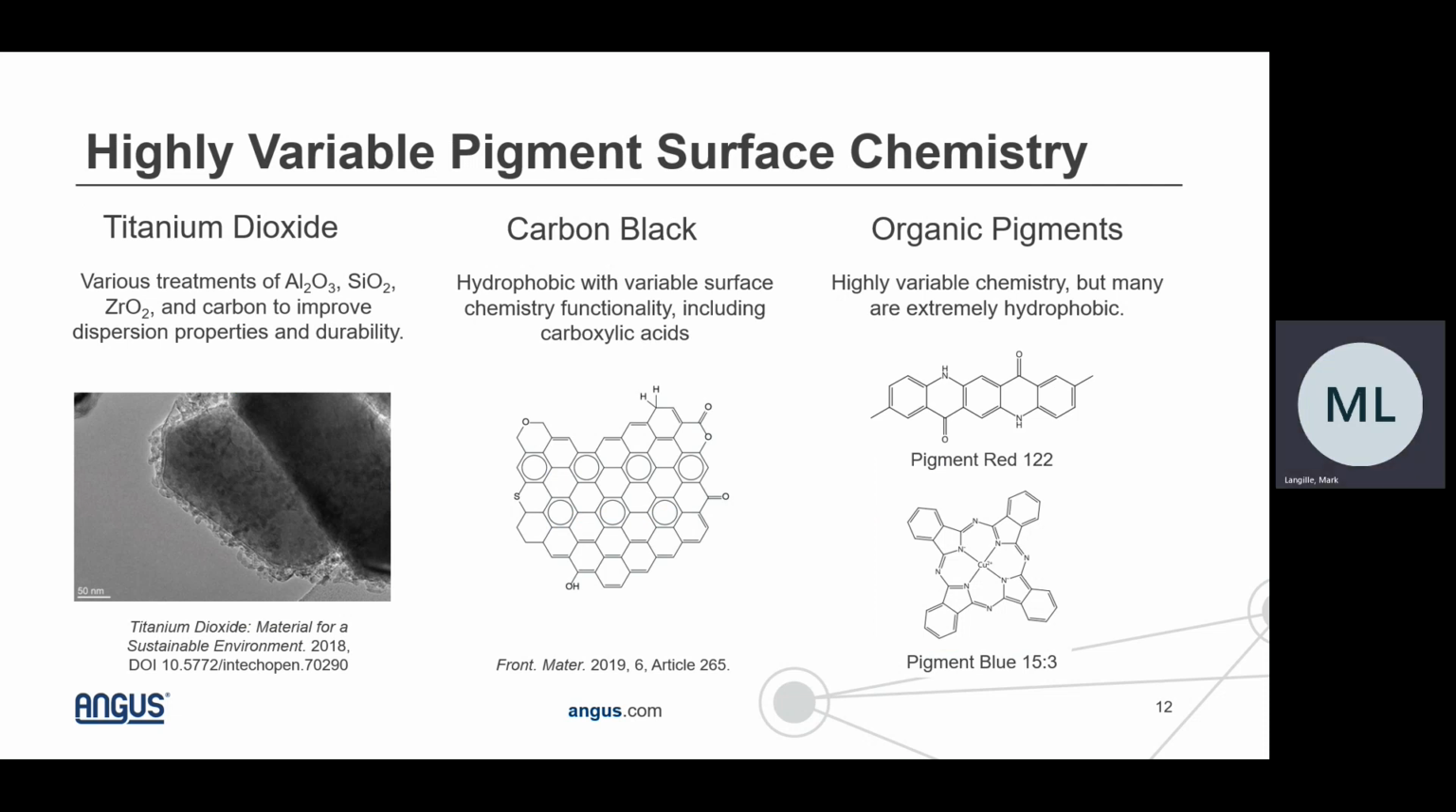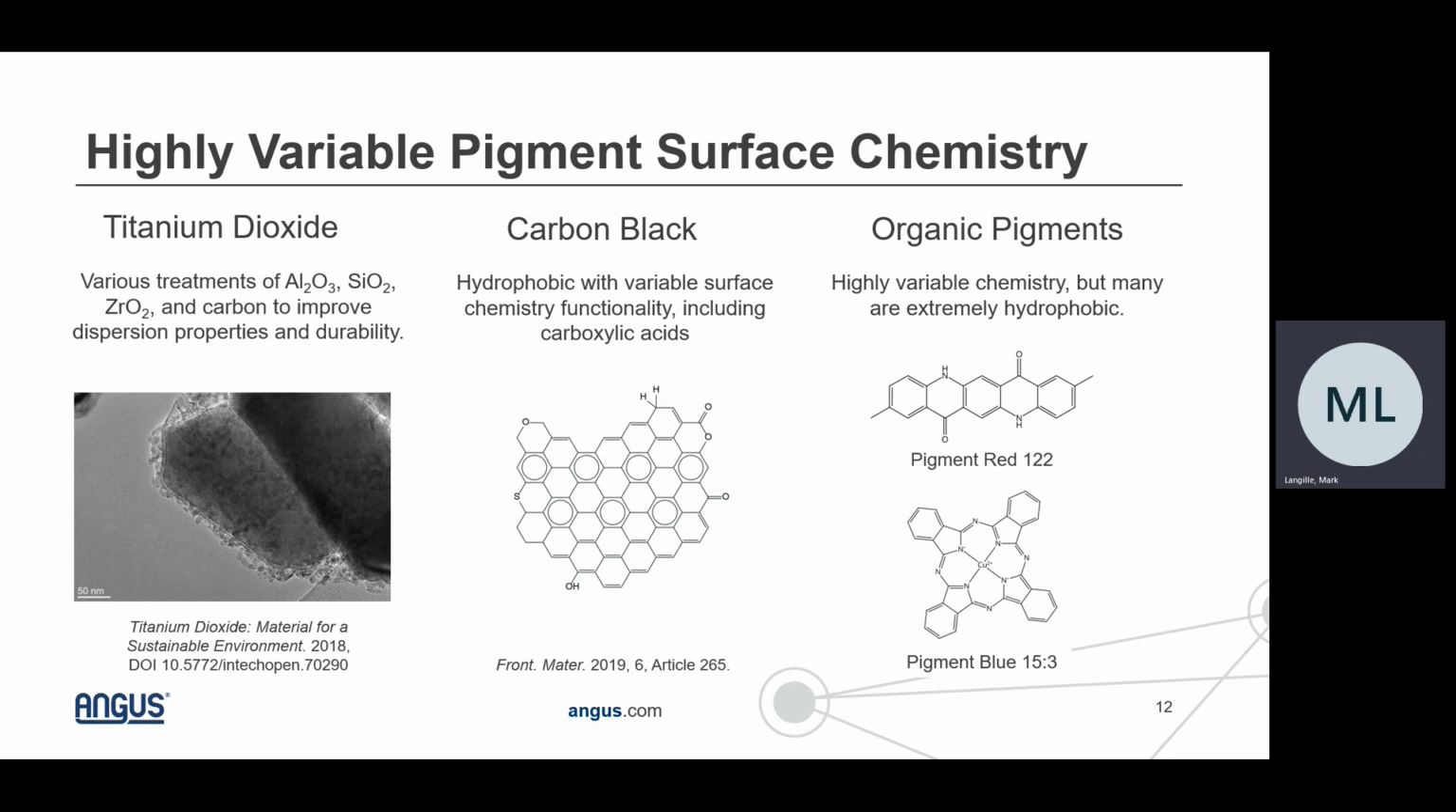However, pigment chemistry can be very diverse, and there's plenty of other pigments that are not titanium dioxide. But even within titanium dioxide, the surface chemistry can be highly variable due to different treatments of alumina, silica, or zirconium oxide onto the surface, which can greatly change the surface chemistry of different grades of commercial titanium dioxide. But when you start to look at other pigments, it becomes even more complicated. So if you take carbon black, for instance, which is generally a very hydrophobic surface, but you can have various chemical functionalities on that surface. Commonly, you might find carboxylic acid groups to help aid in the dispersion of that material.